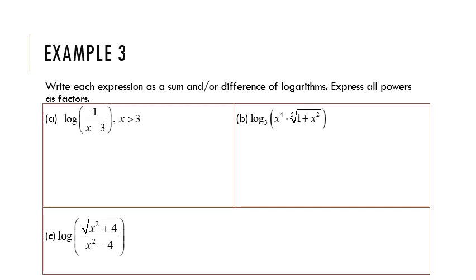So let's do some more. Now let's do the opposite way. With the last one, we took things where they were expanded and we simplified them into one expression. And now let's take those properties and write each expression as the sum or difference of logarithms.